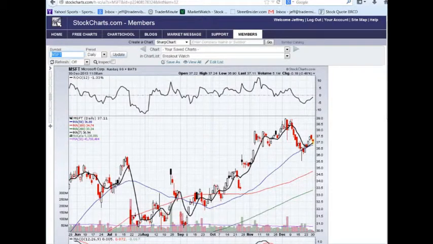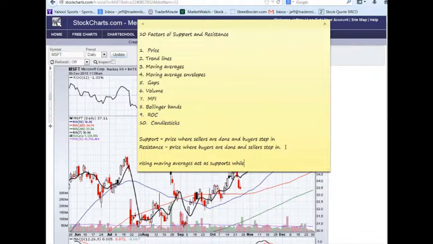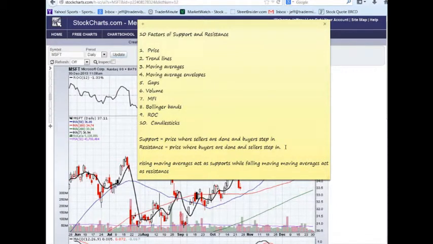And in general, rising moving averages act as supports, while falling moving averages act as resistance. So rising moving averages tend to act as support, while falling moving averages tend to act as resistance.